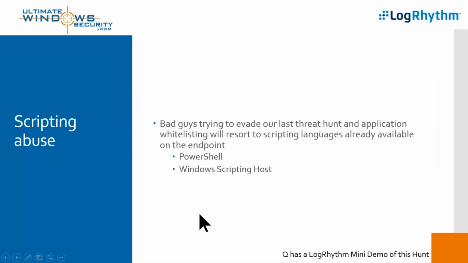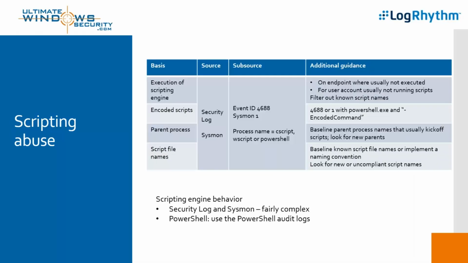All right, now I'm ready to talk about scripting abuse. So bad guys trying to evade our last threat hunt and trying to evade application whitelisting, trying to be stealthy, are going to resort to scripting languages already available on your endpoint, and that's primarily PowerShell and the Windows scripting host. So what can we do? Well, the simplest thing that we can do, and it may not work for everybody, but for some of you it will, is simply monitor for the execution of a scripting engine.